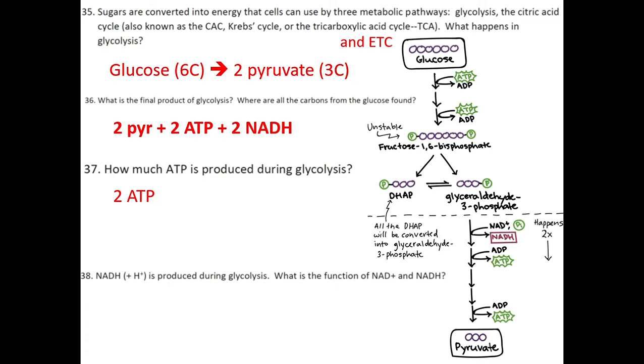38. NADH is produced during glycolysis. Again, NADH is pretty important. What is the function of NAD plus and NADH? To carry electrons and H plus. Hydrogen is super important. We are going to talk about it in electron transport chain, ETC.